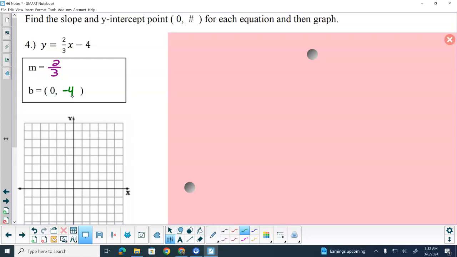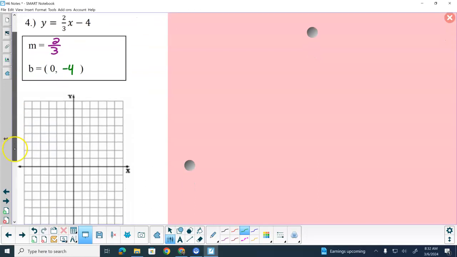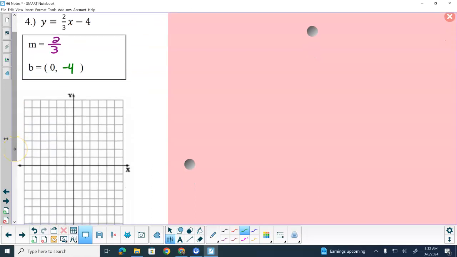Why not? Okay, you just said no just to say no? Okay. Do we agree with down 4? Okay, all right. So I go down 4 from the origin. 1, 2, 3, and 4, and I put a dot right there.